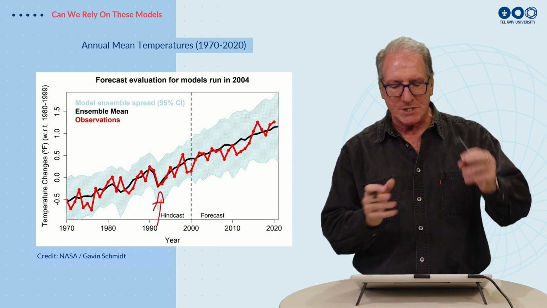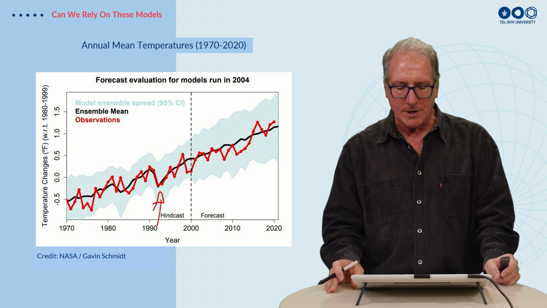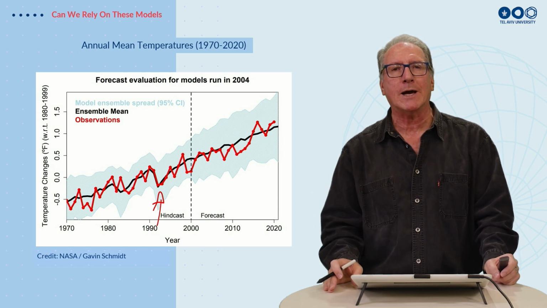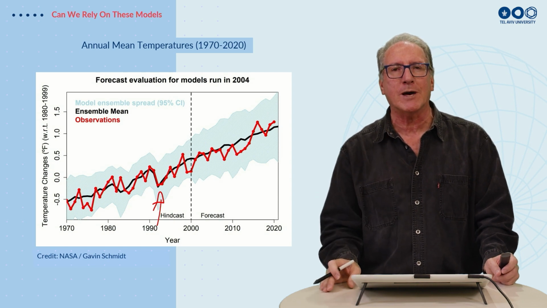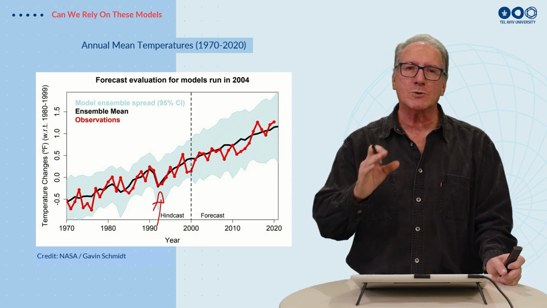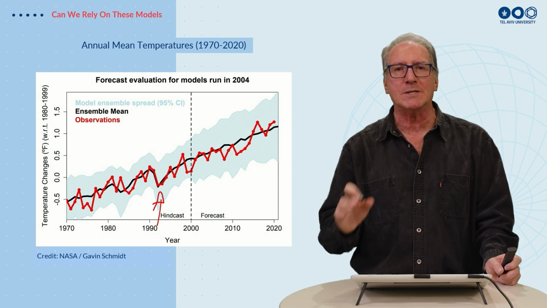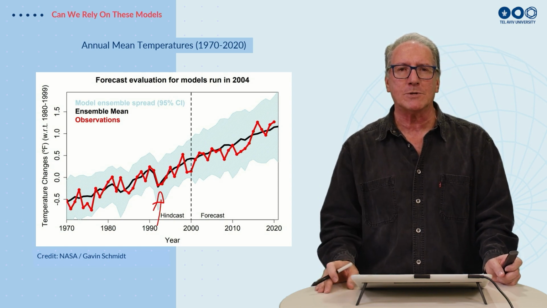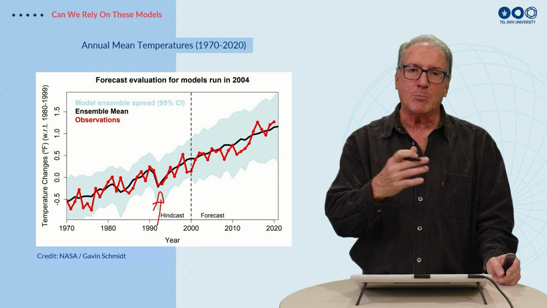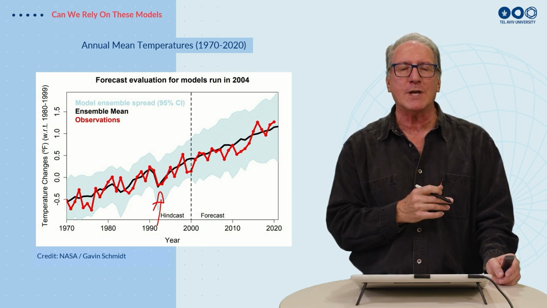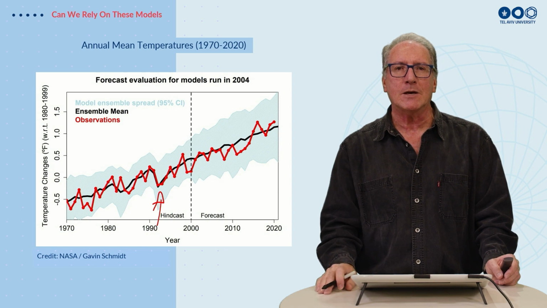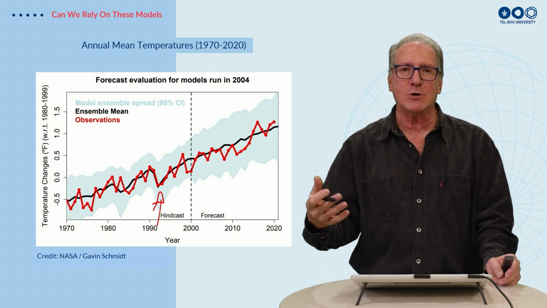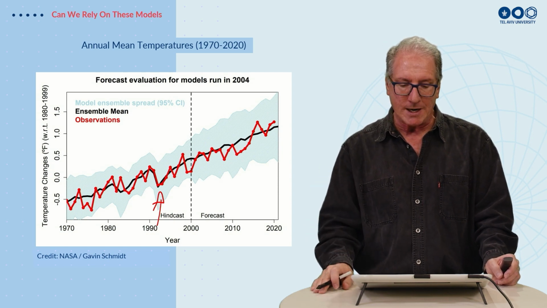The envelope, the light gray area around the black line, is basically the spread of all the different models we have from around the world. So some models are a little bit higher, a little lower, but the black line is the mean of all the climate models around the world. And what we see is that the predictions from the early 2000s to 2020 match fairly nicely the increase in temperature which was actually observed, shown by the red line.